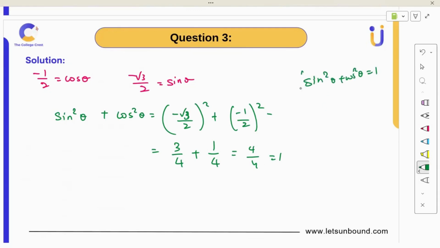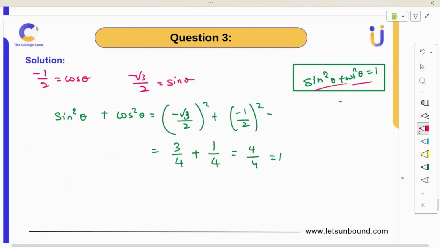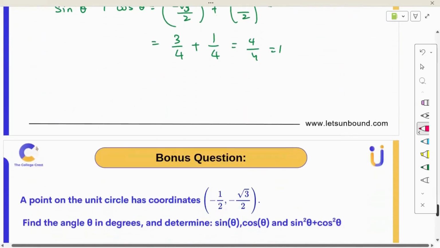It's a very important trigonometric identity. Not only for this angle, for any theta, you will get that the sin square theta plus cos square theta expression is always 1. Okay. Right. And that's it.